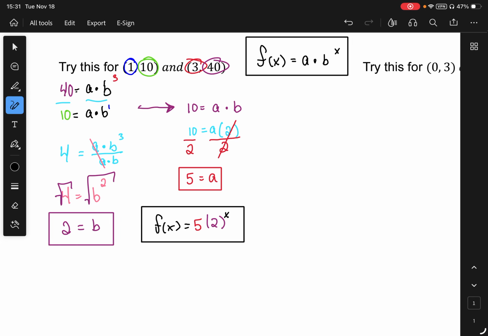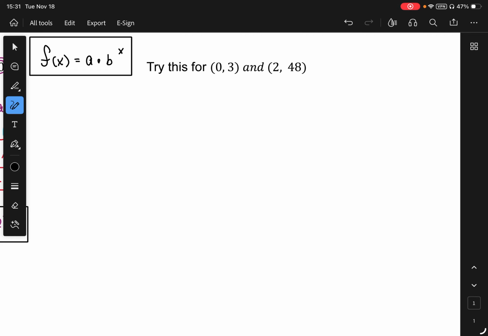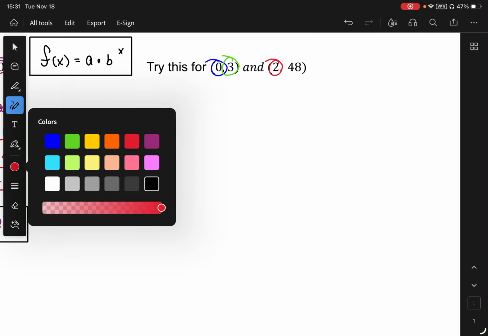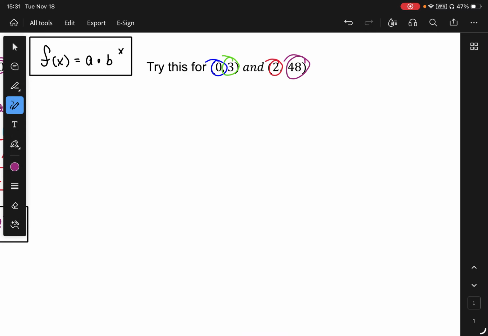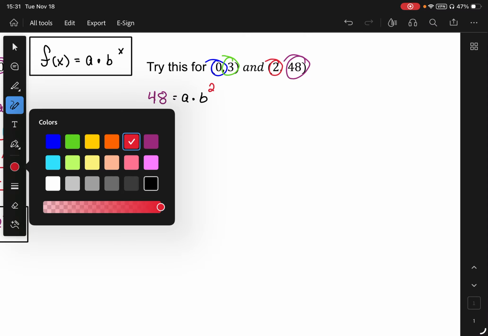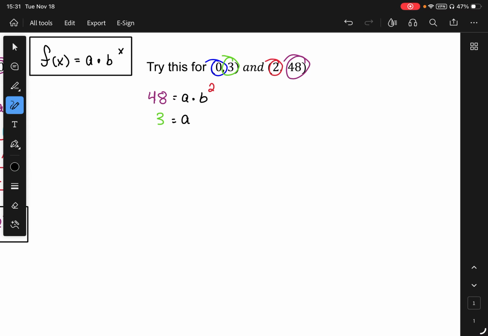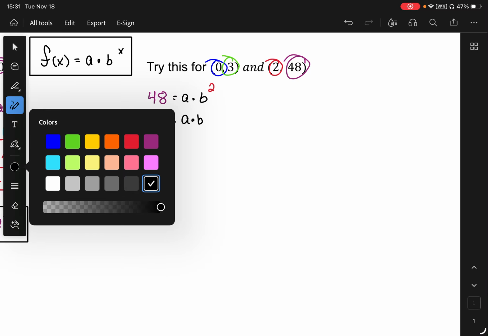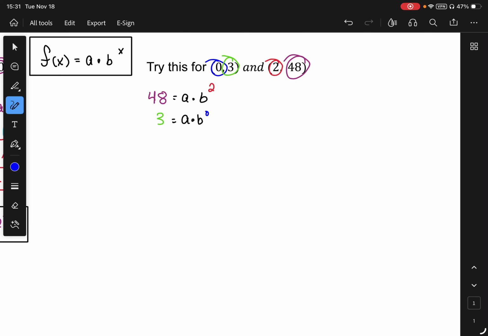Okay, now let's try it for the last point that we have. We have 0, 3, and then we have 2, 48. I'm going to start by writing our bigger equation on top, so it already sets us up to divide. 48 equals a times b. What's our x power? 2. Then we have 3 is equal to a times b. What's our x power? 0.